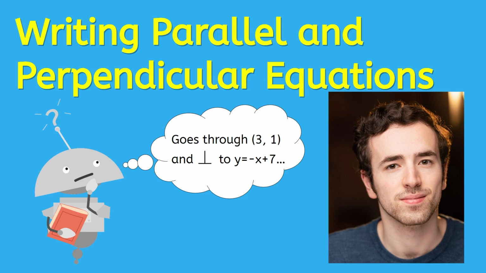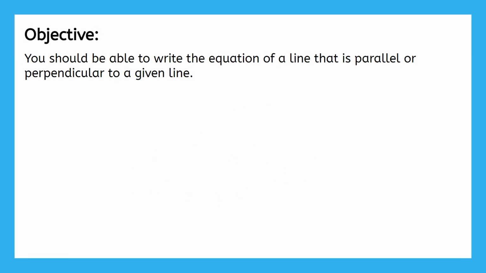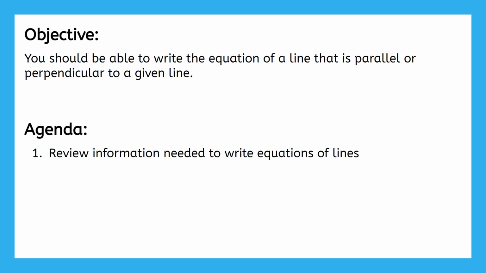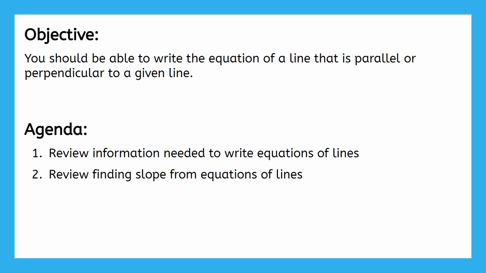In this lesson, we're going to take what we learned last time about parallel and perpendicular slopes and use it to help write equations of lines in the coordinate plane. By the end of this lesson, you should be able to write the equation of a line that is parallel or perpendicular to a given line. First, we'll review information needed to write equations of lines. Next, we'll review finding slope from equations of lines. And finally, we'll complete 2 practice problems.